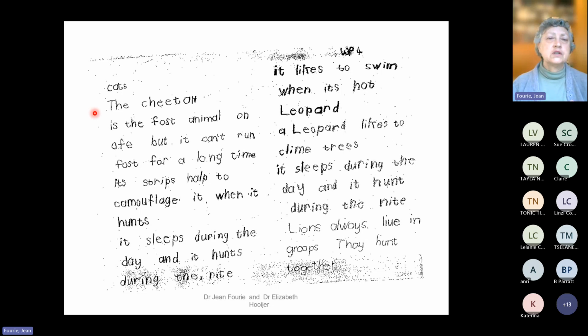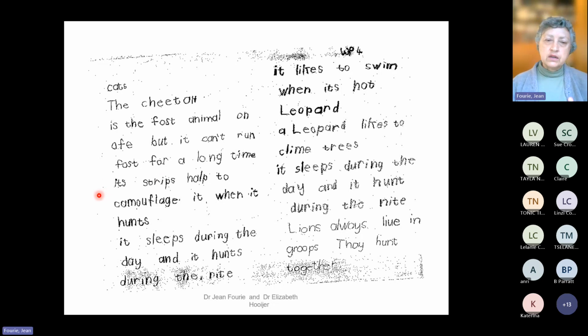So the child now does the writing. The cheetah is the fast animal on earth, but it can't run fast for a long time. Okay, now remember, we're in the phase of writing down your ideas. So you do not stop the flow of the storyline that's being written, because we are not in the editing phase. So no corrections to be done by teachers at this stage.